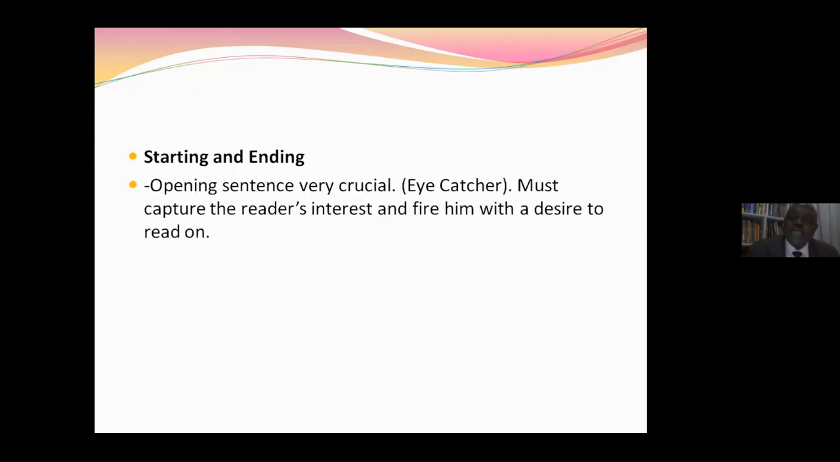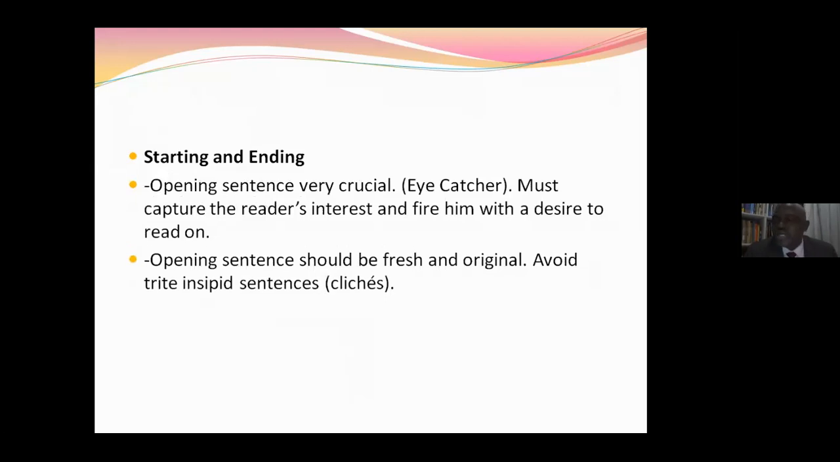Now, starting and ending, that's another thing that we need to consider. They say the opening sentence is very crucial. The opening sentence must be an eye catcher. An eye catcher is something that captures the reader's interest and fires him or her with a desire to read on. Okay?